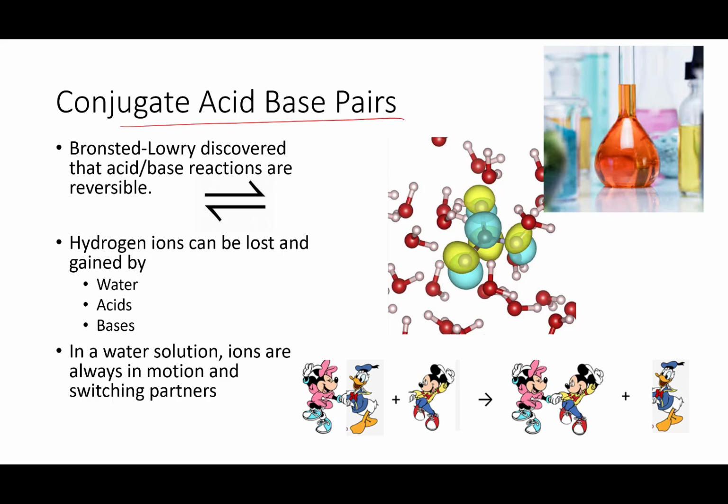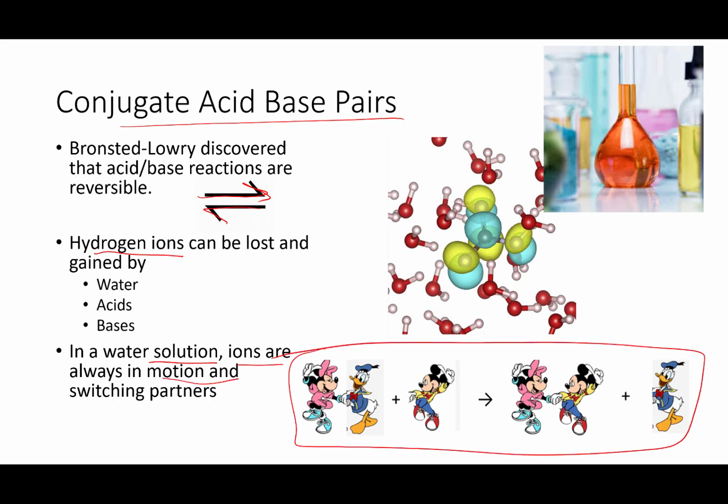Now, when you start pulling hydrogens away from things, in Bronsted Lowry acid-base chemistry, they discovered that you end up with reversible reactions. Remember, in a water solution, the ions are always in motion. It's a big sock hop. The ions are swinging back and forth and changing partners, and it's a big dance. And the hydrogens can be lost and they can be gained by waters and acids and bases. So this reaction has this reversible symbol because these ions are constantly moving from one place to another.